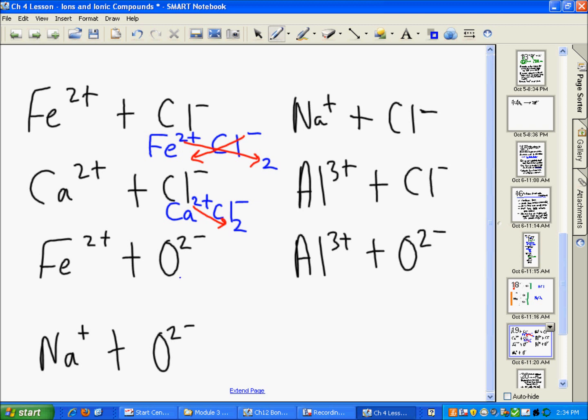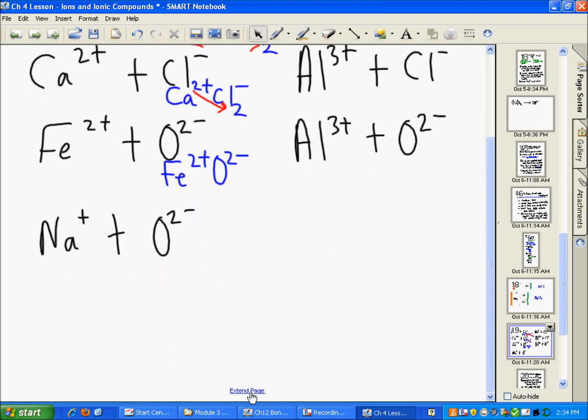For Fe2+ and O2-, you could cross the 2's down, and you might think it would be Fe2O2, but reduce to lowest terms, because if you notice, you've already got 2 plus and 2 minus, so it's already 0 charge. You don't have to do anything. So the correct formula is just FeO.